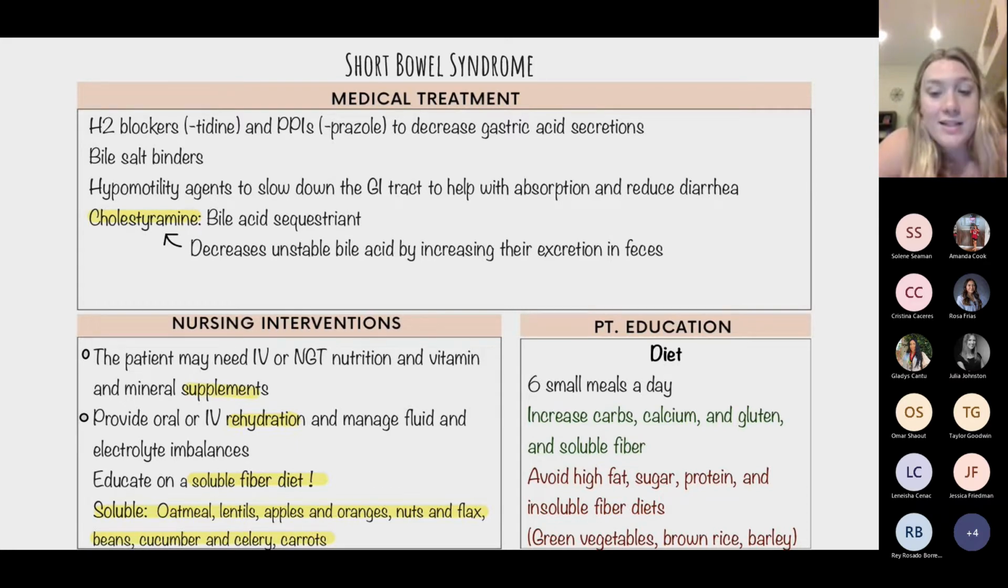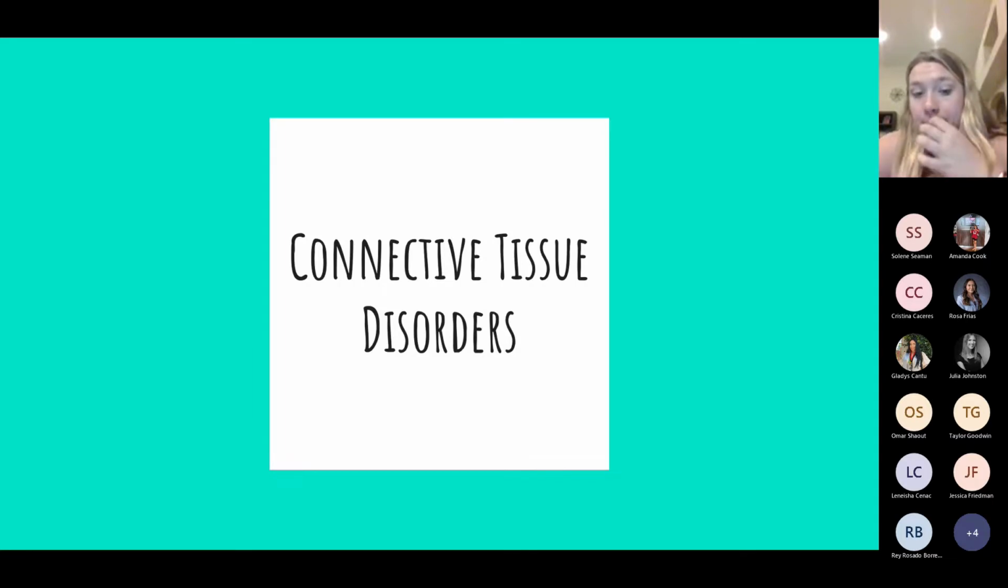So for our diet, like I said, lots of our tummy problems, 6 small meals a day. And again, avoiding high fat, high sugar, high protein, insoluble fiber foods because it's going to cause the stomach, the body to work a little bit harder, and they do have a difficult time with absorption.